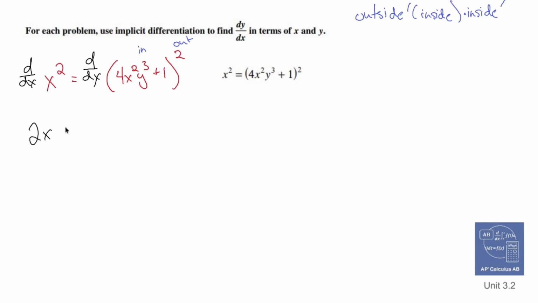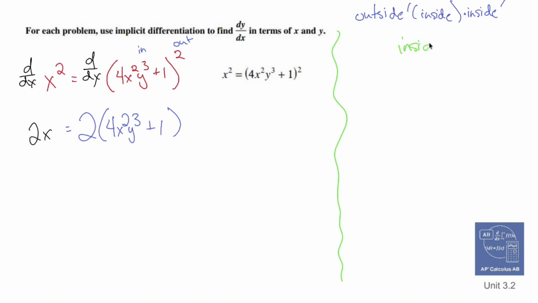Okay? So, the derivative of the outside stuff has me bringing down 2 and turning that 2 into 1, no big deal. Keep the inside stuff the way it is. So 4x squared y cubed plus 1. Now we are going to multiply everything by the derivative of the inside stuff. So I'm going to create my own section over here to do the derivative of the inside stuff because it's not going to be pretty. All right, so this is going to be the derivative of the inside stuff. The inside stuff was 4x squared y cubed plus 1.